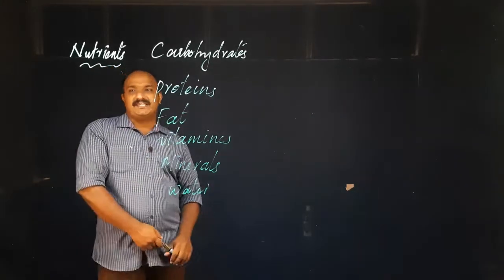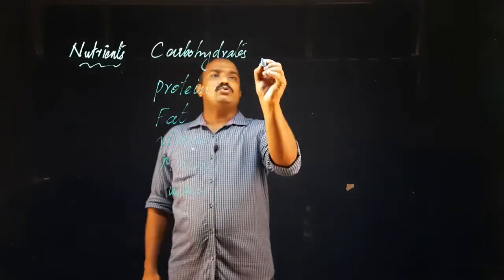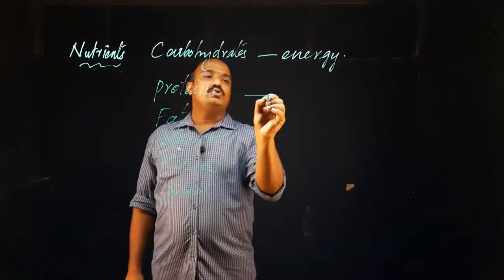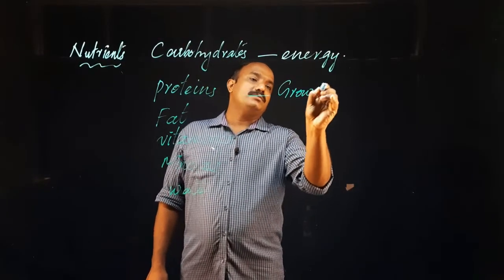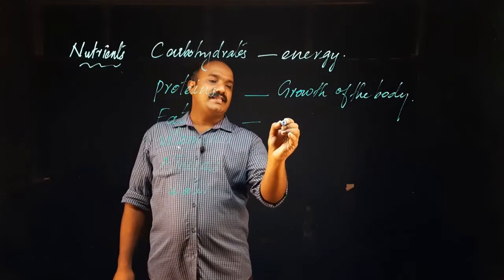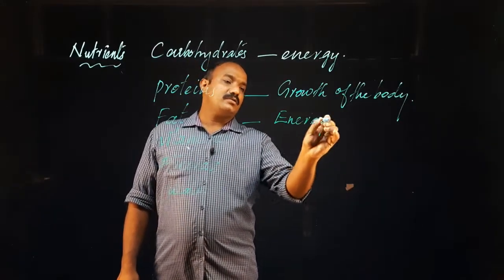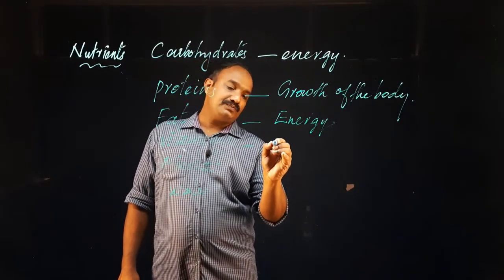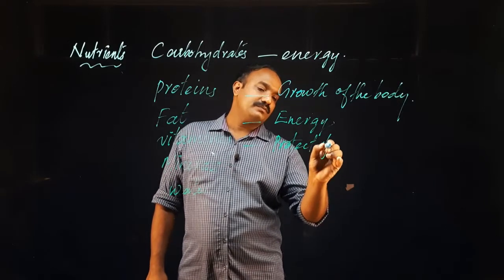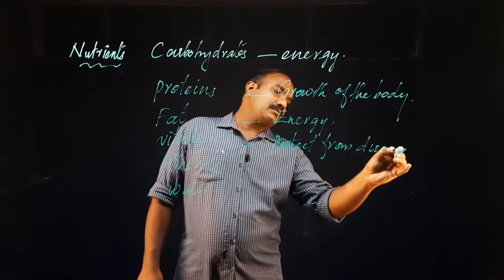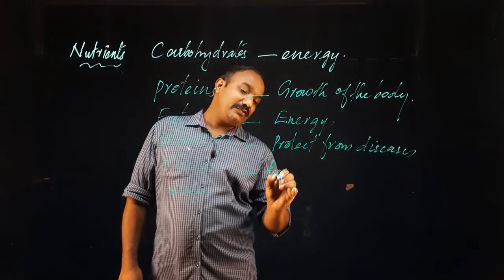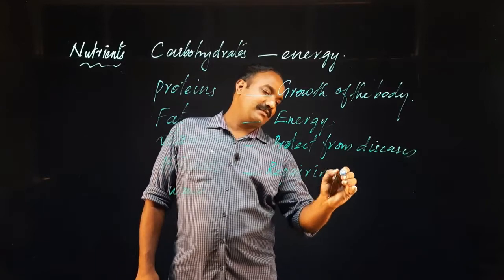Okay, so carbohydrates. What are the uses of carbohydrate? It is used for getting energy for the body. Proteins are used for the growth of the body. Fat is again used for getting energy. Vitamins are used to protect our body from diseases. Minerals are for the repairing of the body, that is the apt word, for the repairing of the body.